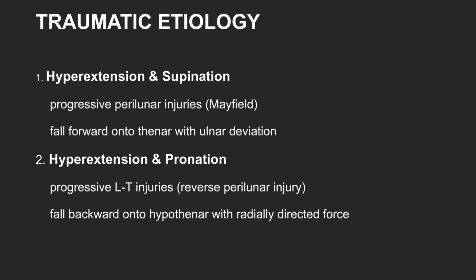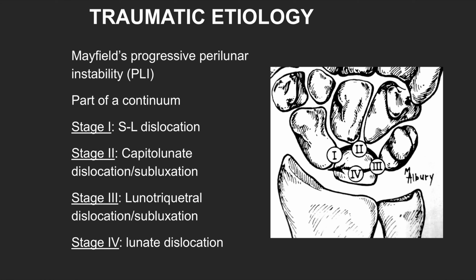There's a progressive pattern of perilunar injuries that was described by Mayfield, when you fall on your thenar eminence and there's ulnar deviation of the wrist as your body goes over it. And you can also have it from hyperextension with pronation, and this leads to the reverse perilunar injuries or progressive LT injuries. That's typically from when you fall backwards onto the hypothenar eminence. So Mayfield's progressive perilunar instability is a continuum.